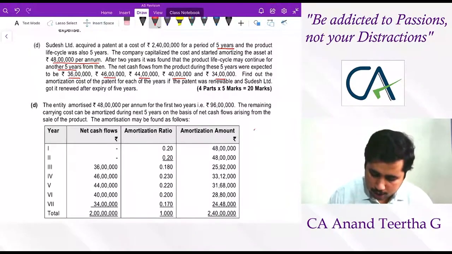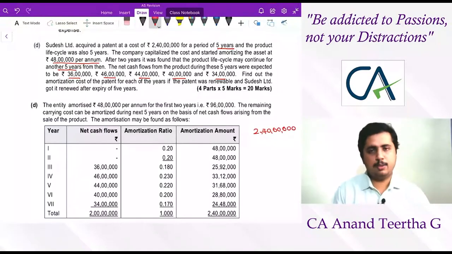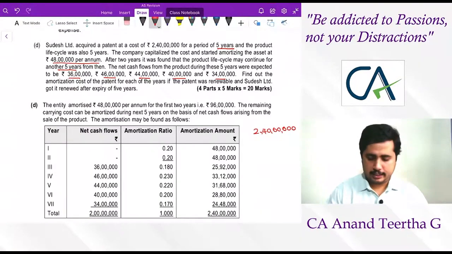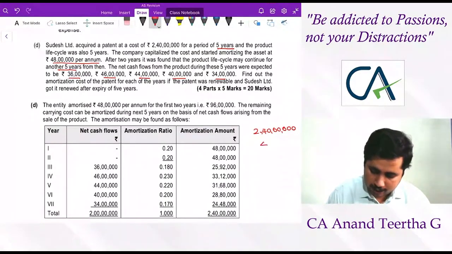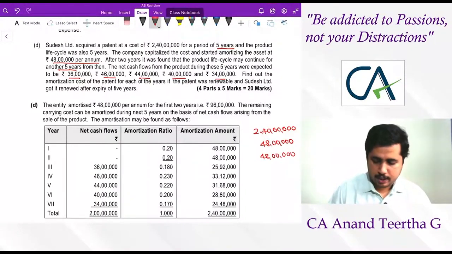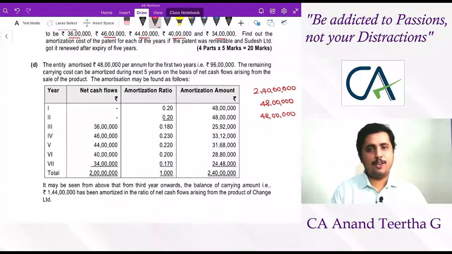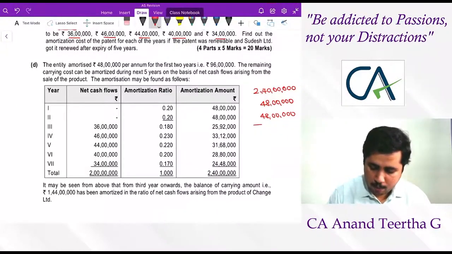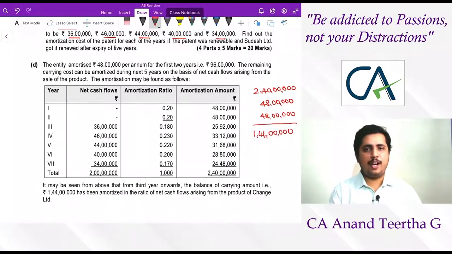See, 2 crore 40 lakh we had. 2 years we amortized it. There was old methodology, we amortized it. How much did you amortize? 48 lakh at the beginning. Year 1, 48 lakh in year 2. Done. So 48 lakh in year 1 and 48 lakh in year 2. You did. What is the book value as on year 3? 1 crore 44 lakh. You will find 1 crore 44 lakh as on book value for the year 3.